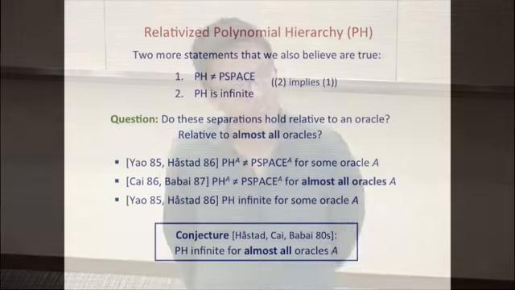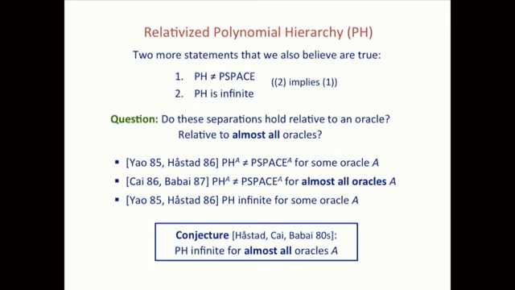We had success on the P versus NP question with respect to oracles, and we have much success here too. Yao and Håstad showed that the weaker statement, that PH is not equal to PSPACE, holds for some oracle A. There exists a magical function such that PH is not equal to PSPACE. This was improved by Cai and Babai, who showed that PH is not equal to PSPACE for almost all oracles A. So for the weaker question, we are very satisfied again.